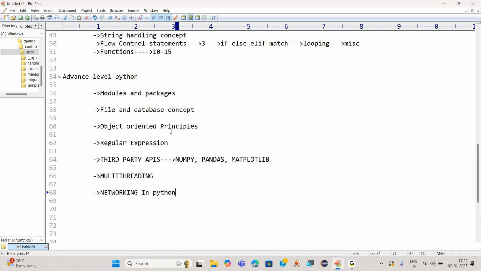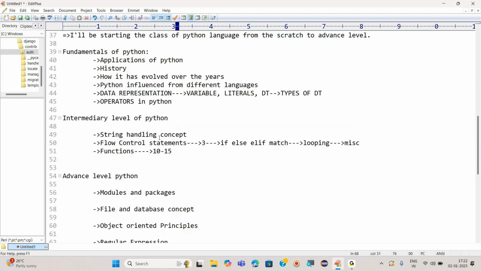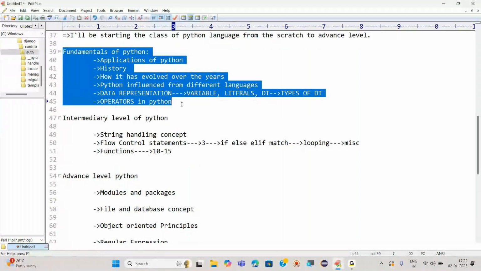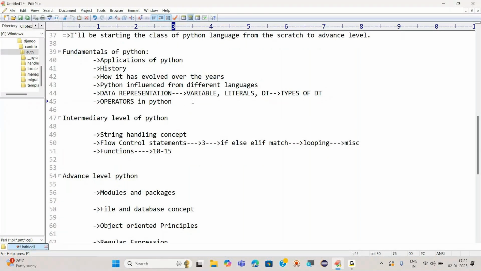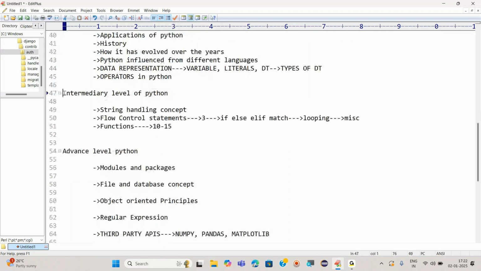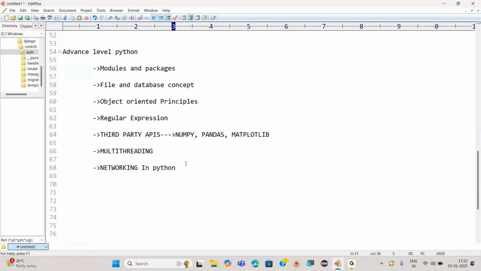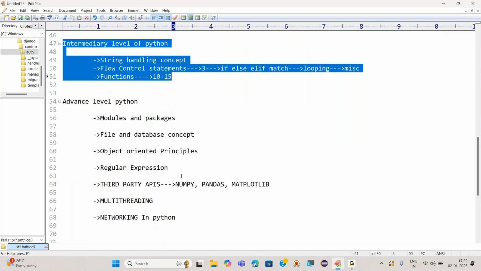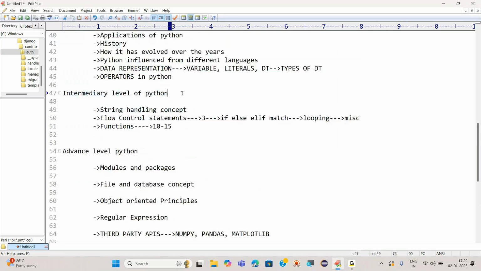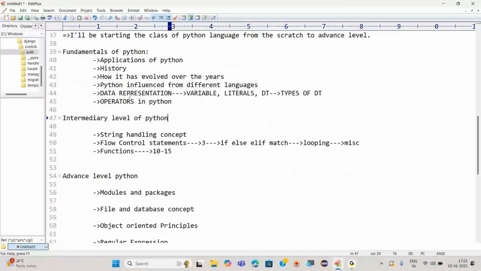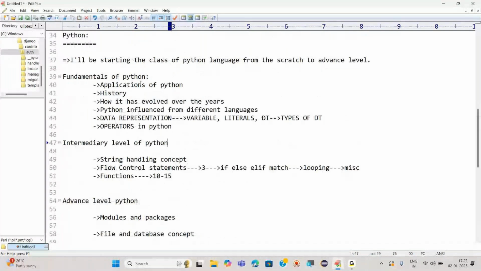Some of the topics I may miss here, because there are so many things, but I'll be completing so many things throughout these two and a half to three months of Python. The only thing I need is your patience and your dedication. So here you can see all these things.